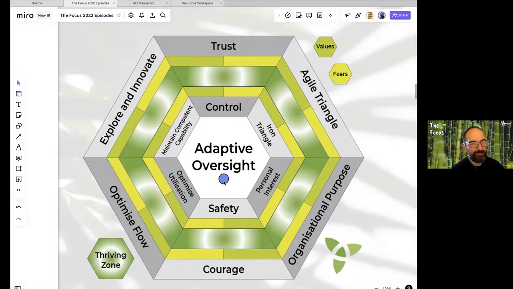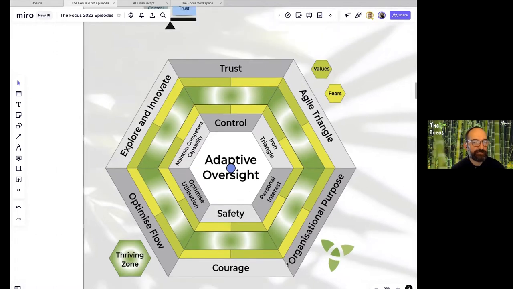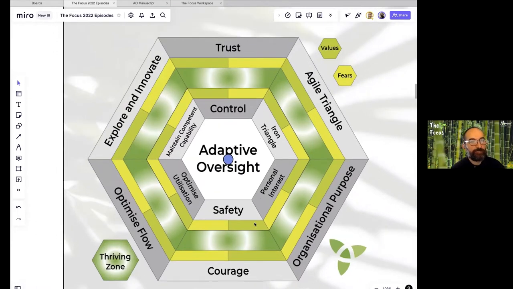Horia. All right. Imagine this is a solar system, and in the middle here, there is a star, and we're looking at the star from above, and there are planets orbiting around this star. So around where the first hexagon is of control and iron triangle and personal interest and safety and so on, that would be maybe the orbit of Venus. And then where the second hexagon of trust and agile triangle and organizational purpose and so on, that would be the orbit of, say, something like Mars. Life is harsh in both Venus and Mars, but life is good on Earth.